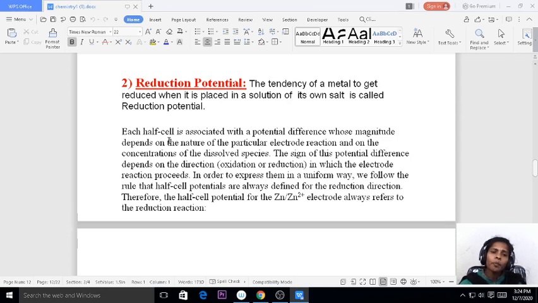And also, in the IUPAC system, we have to consider only the reduction potential values. We should not consider the oxidation potential values. So wherever the values are given, those are reduction potential values, not oxidation potential values.